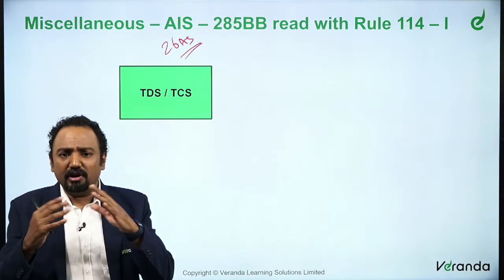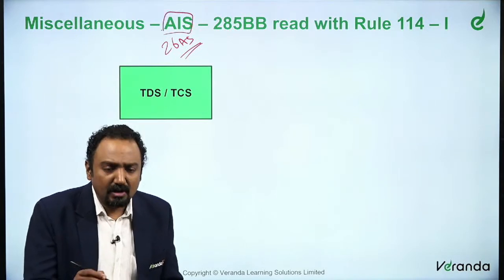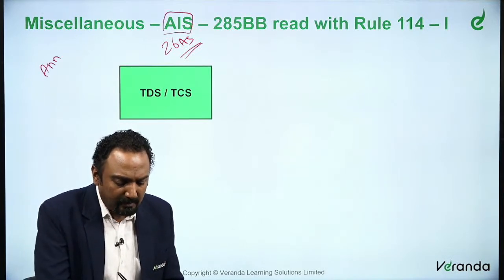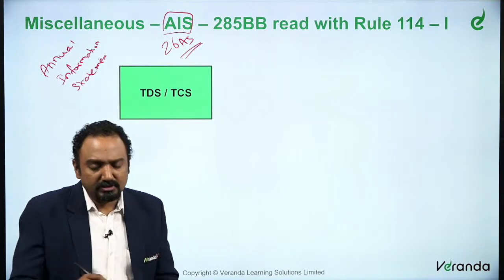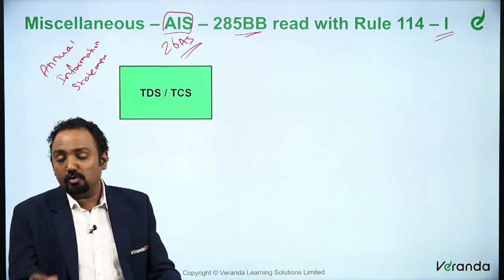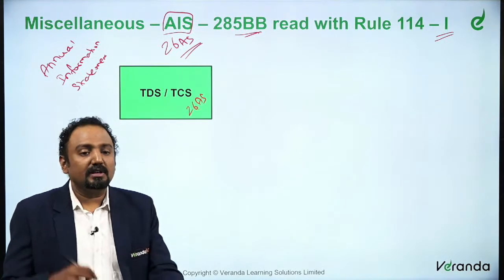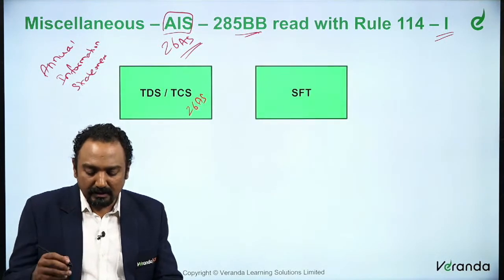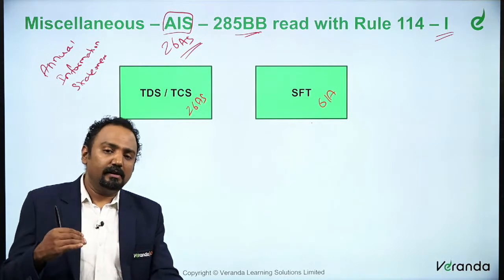This was modified through a concept called the annual information statement. This is applicable only from the current year. This annual information statement is discussed in Section 285BB read with Rule 114I. So, what does it contain? As we said, similar to 26AS, your TDS and TCS details will be there, and everything through Form 61A.